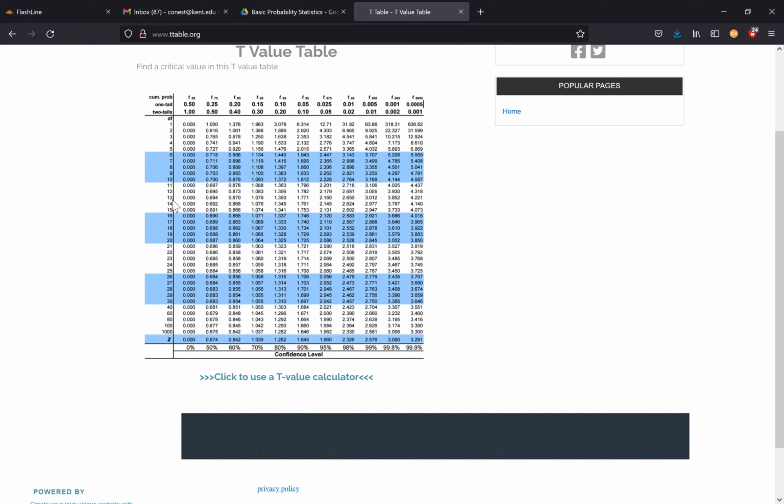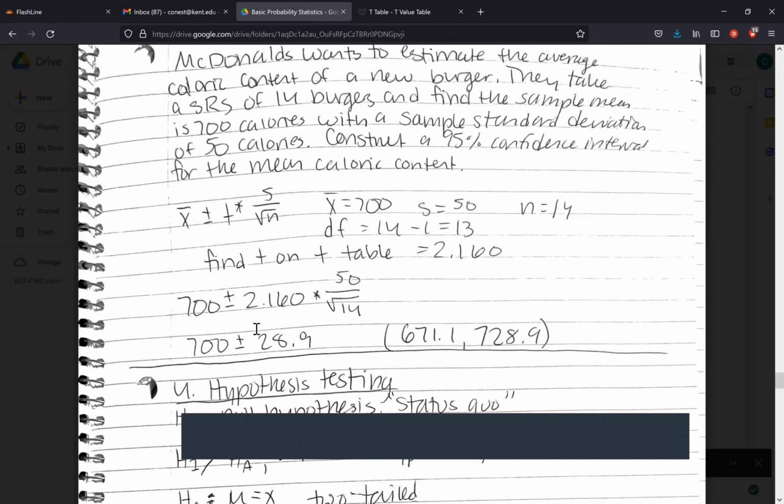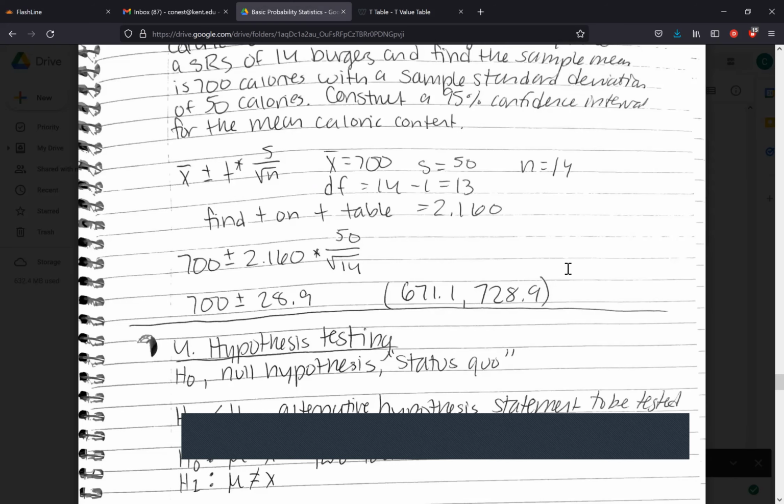And then you can either read it from the top or from the bottom. I think it's easier to read it from the bottom since we know it's 95%. So we go 13 degrees of freedom, 95% should get you 2.160. That is our t. So you come back and you can plug that in. And again, we know s and we know n, so it's just a matter of plugging these values in. So we're going to get 700 plus or minus 28.9. So we have a confidence interval from 671.1 to 728.9.